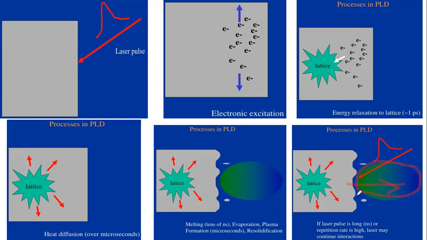So if the laser pulse is long, which pulse? This is the long pulse. Long pulse means the FWHM is very high. FWHM means full width at half maxima. The width at half maxima is very long, so the pulse is long, or the repetition rate is high, so the laser may contribute to the interaction.